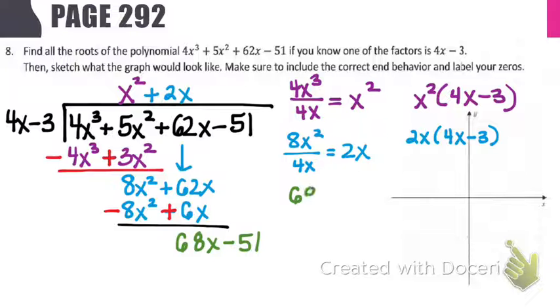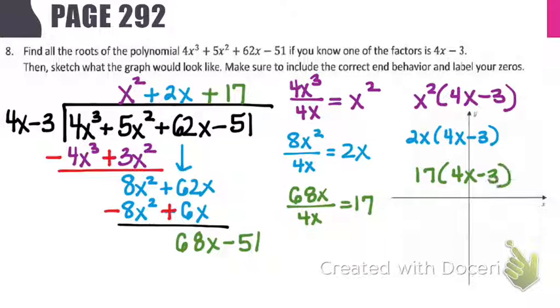So use your calculators. Take 68x divided by 4x. And is that 17? 17 goes at the top. 17 times 4x minus 3 is 68x minus 51. Change, and we end it with a 0.